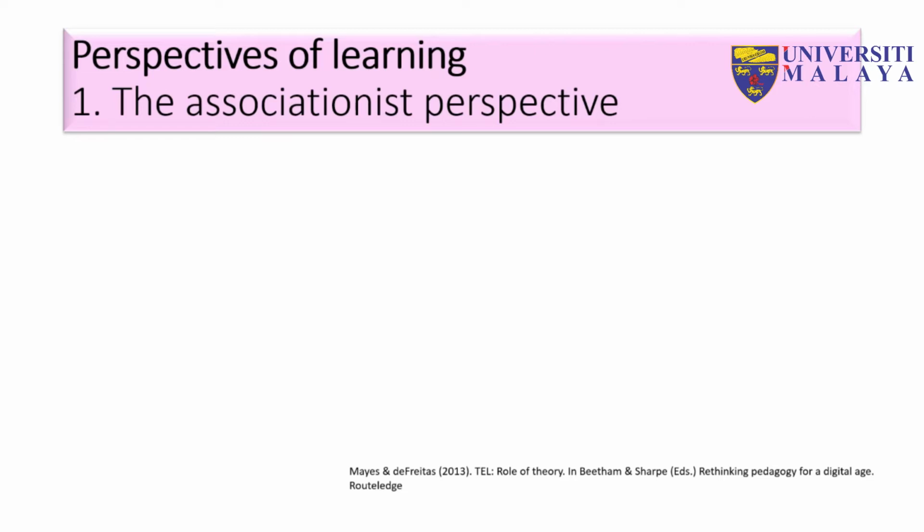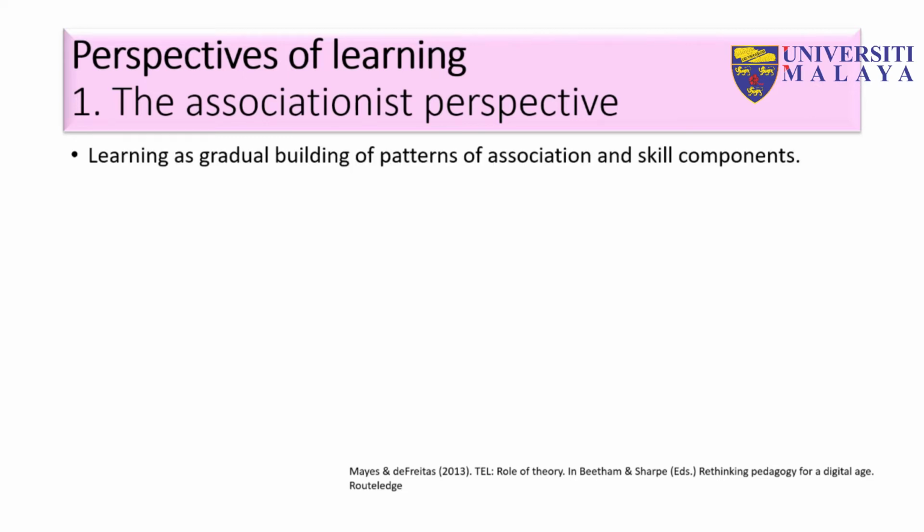So now come to the next section. We've got the learner done. So let's assume you know your learner. Now let's look at learning. The perspective of learning, how you perceive learning occurs, will actually influence your way of teaching, both online and offline. If you are in the associationist perspective, you will say learning is gradually building patterns, making associations between skills and different components of learning.